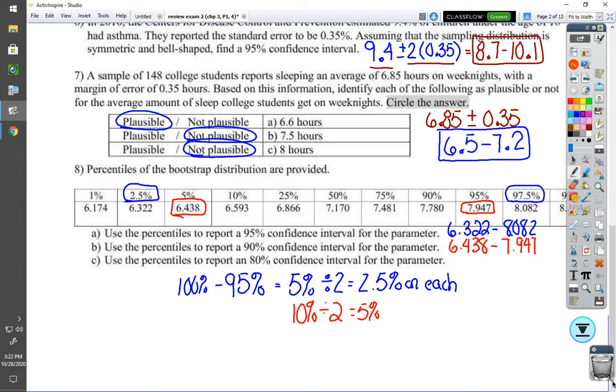And for my last one, I have an 80%. Well, 80% from 100 is 20%. 20% divided by 2 is 10%. Now I come in 10% on each end, and when I come in 10% and I go up 10%, I'm at 6.593 to 7.780.